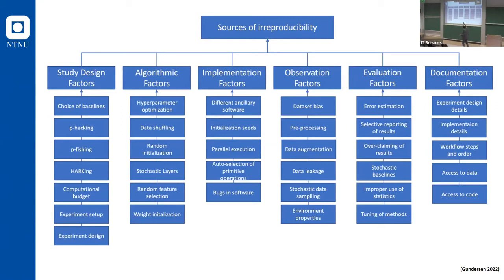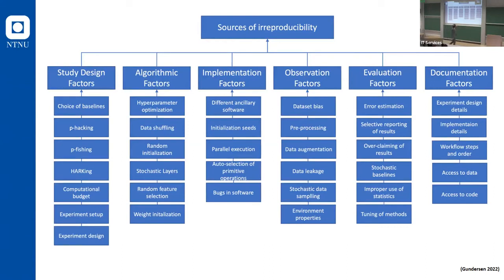And then you have the algorithm factors. So if you shuffle data, if you use random initialization of the weights in your neural network, do you use stochastic layers or hyperparameter optimization? Which algorithm are you using? Different hyperparameter optimization algorithms will change your results and might give a better or worse result.